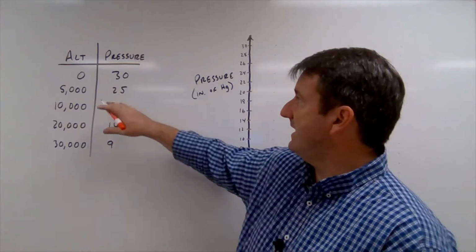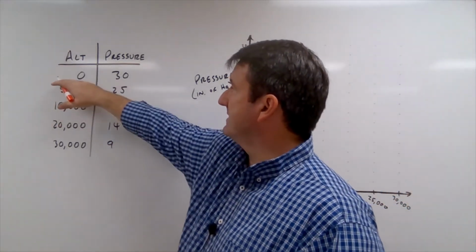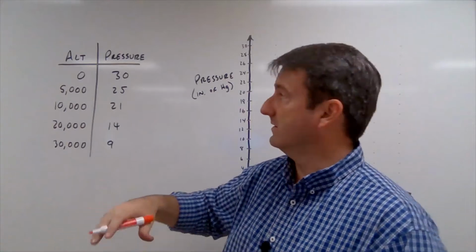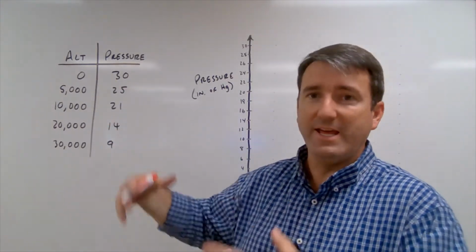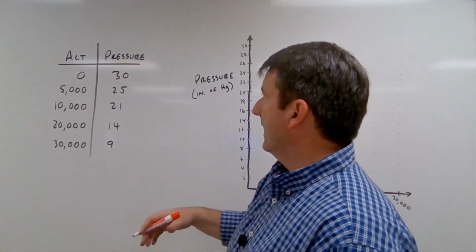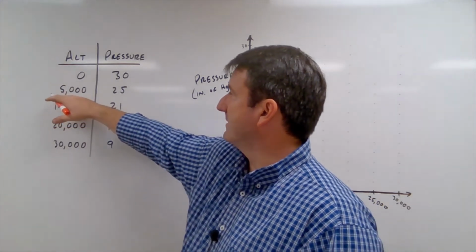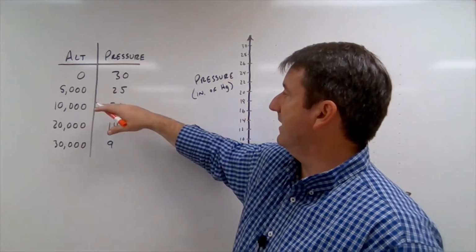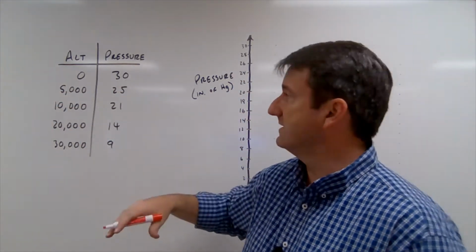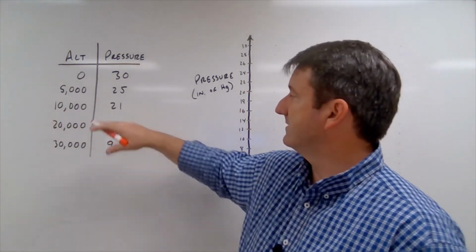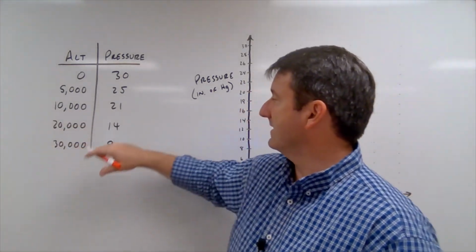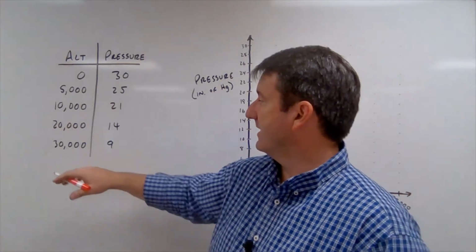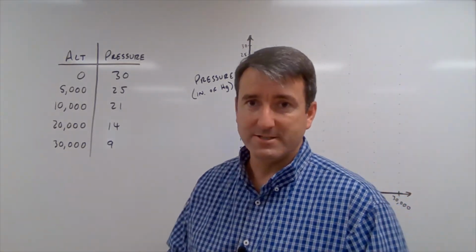All right, so we can see here that when our altitude is 0, so when we're at sea level, the pressure is 30 inches of mercury. When the altitude is 5,000, the atmospheric pressure is 25 inches. At 10,000, it's 21 inches. At 20,000, it's 14 inches. And at 30,000, it's 9 inches.